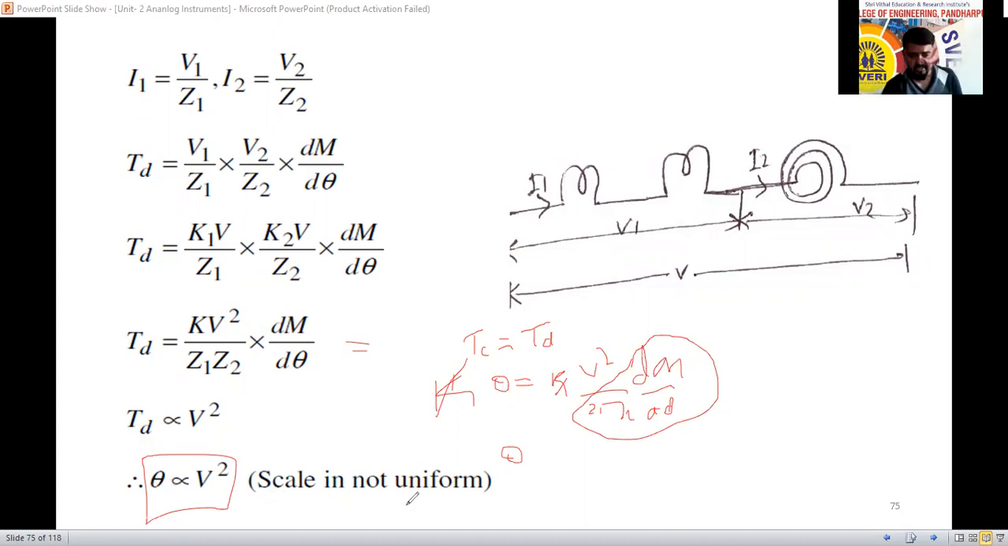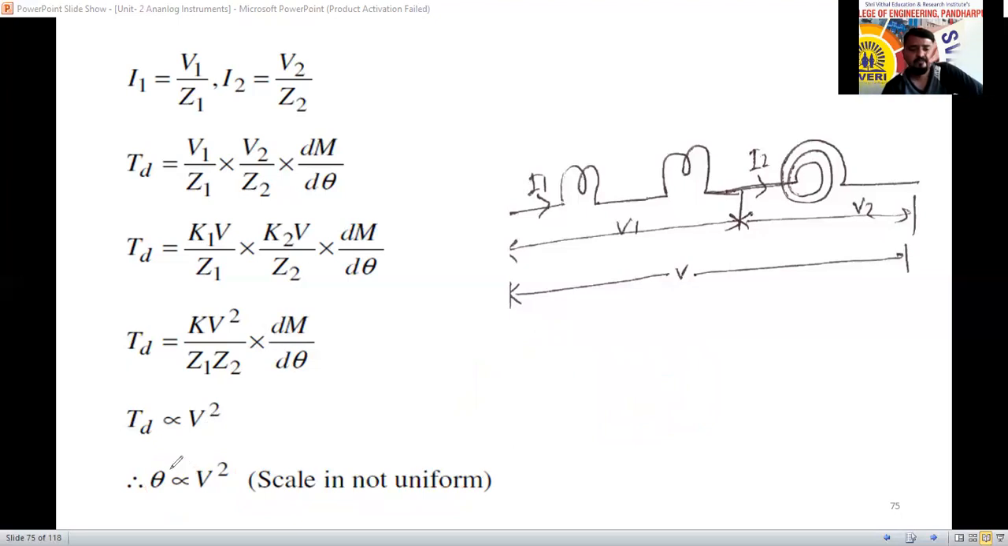For that reason we can say that the scale is not uniform again here, because theta is not proportional to V. Theta is proportional to V square. So again, we can say that the scale is not uniform. The angle of deflection is directly proportional to the square of the supply voltage. This is the case 2 explanation.